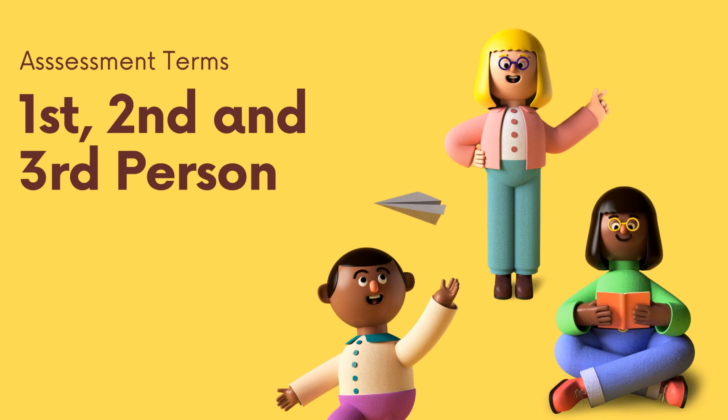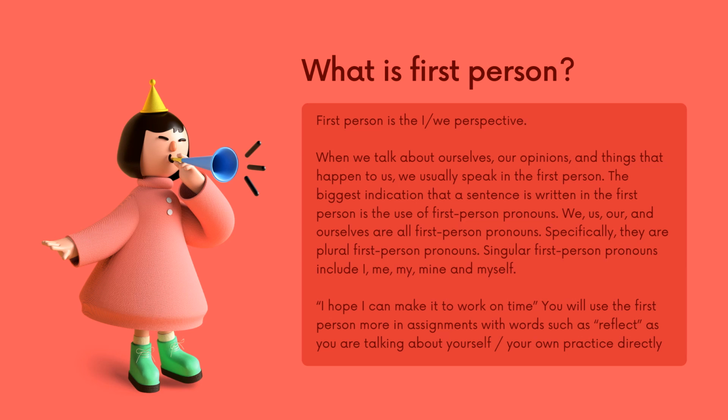Assessment terms: first, second, and third person. What is first person? First person is the I/we perspective. When we talk about ourselves, our opinions, and things that happen to us, we usually speak in the first person. The biggest indication that a sentence is written in the first person is the use of first person pronouns.